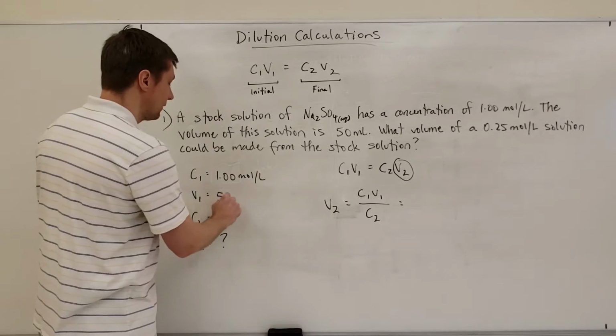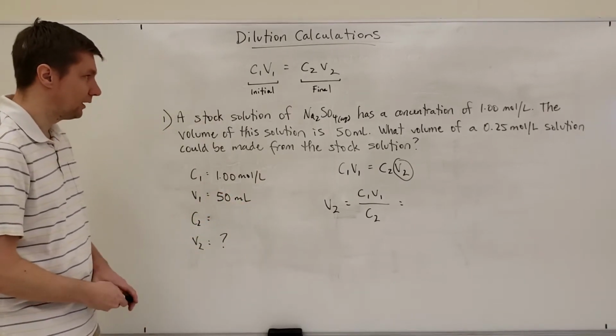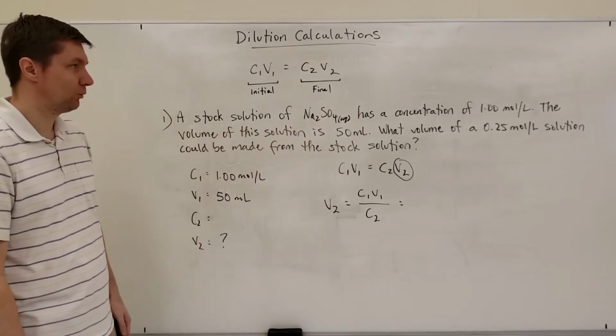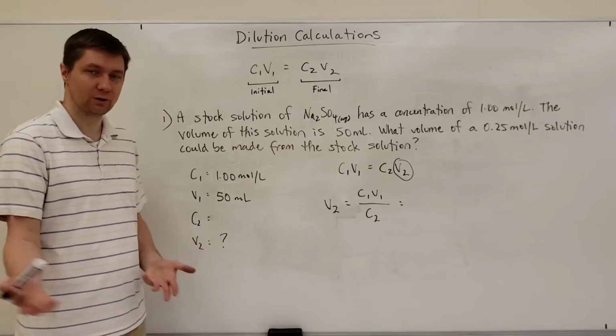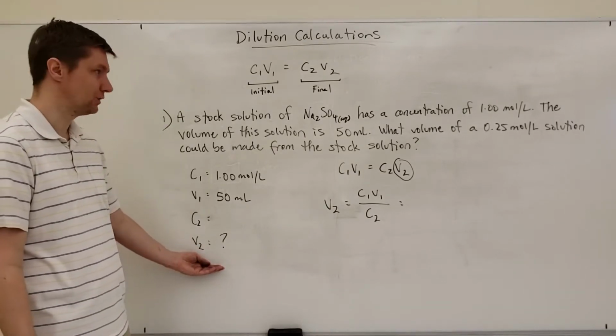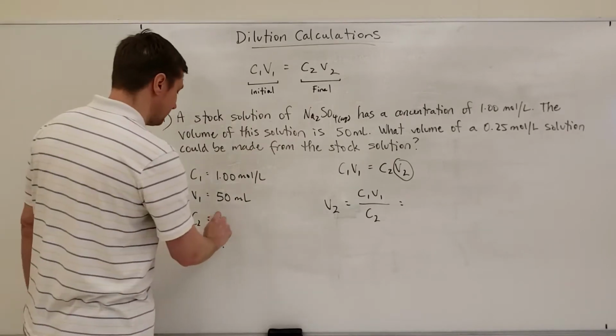And so I'm just going to write 50 milliliters there. Now, the question says, what volume of a 0.25 mole per liter solution? Well, I know this is the only other volume in the formula, so this is obviously what I have to solve for, which is V2, which means that concentration right there is going to be my final concentration.